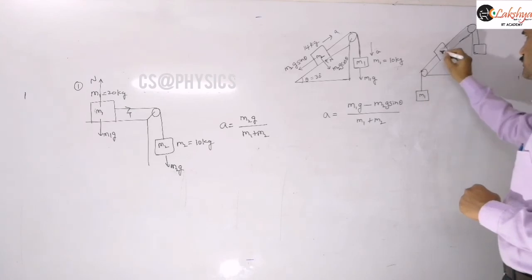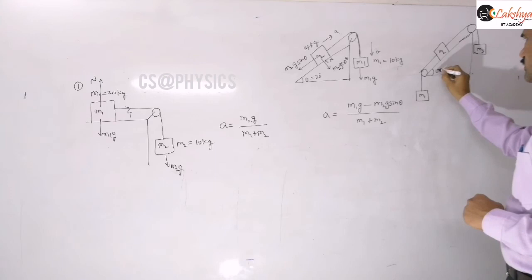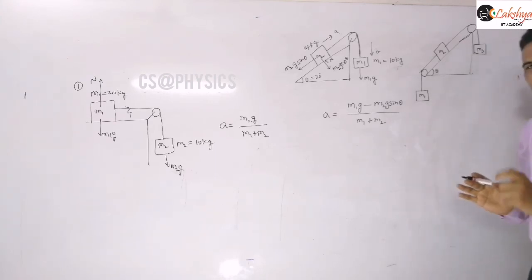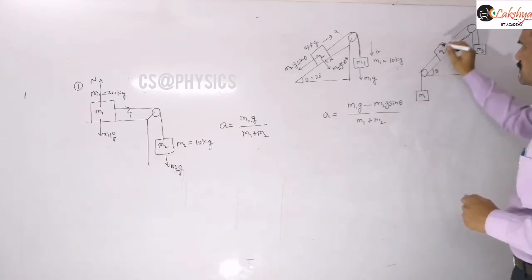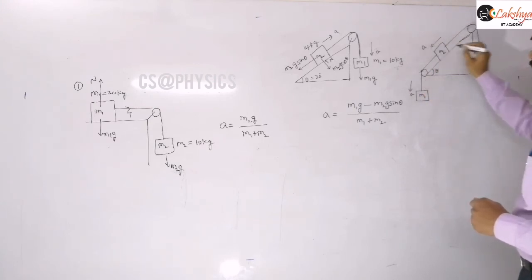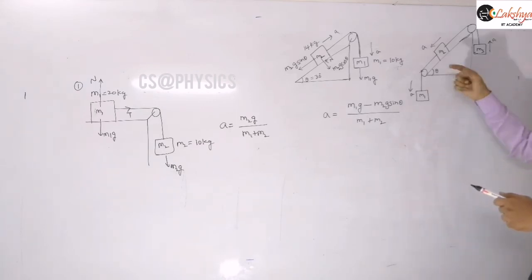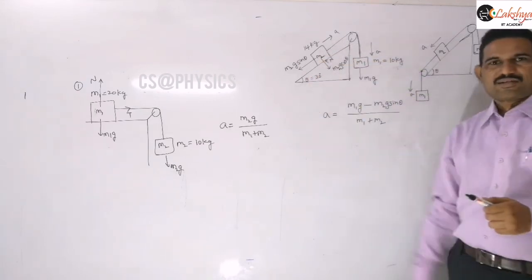Sorry, this is m1, m2 and m3. This is the angle theta. Let us write a general expression and let us consider that the system is accelerating like this, with acceleration a. Is it clear? So now one more block is connected on this side.